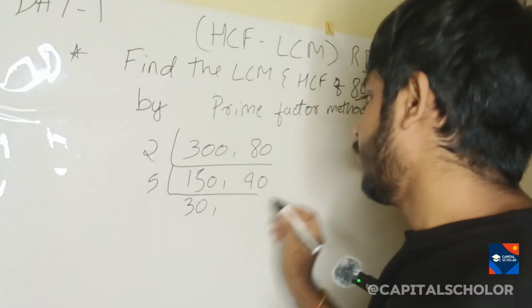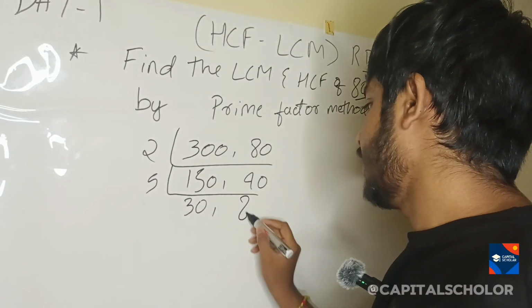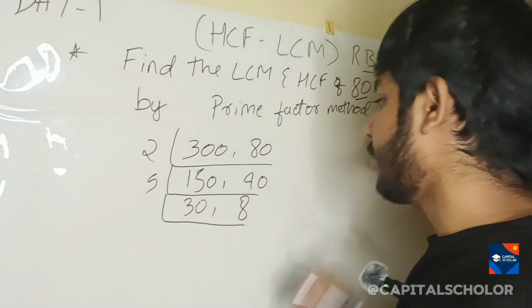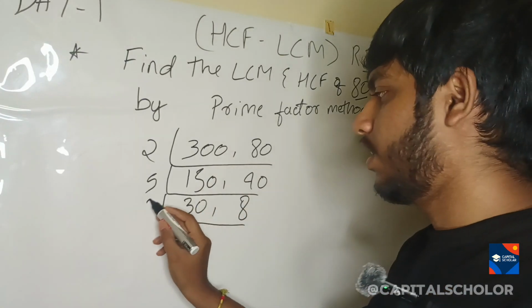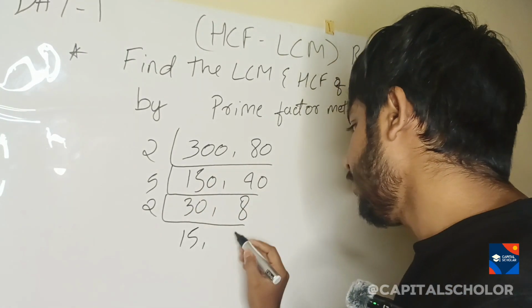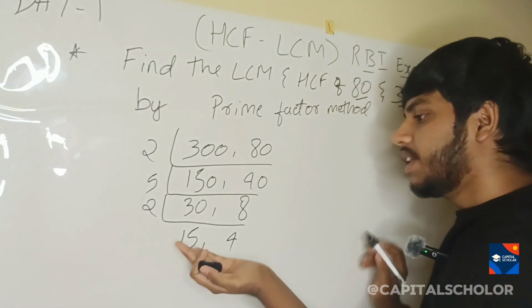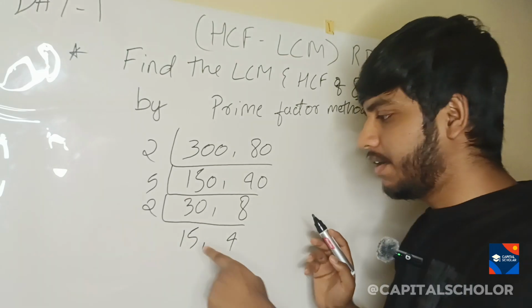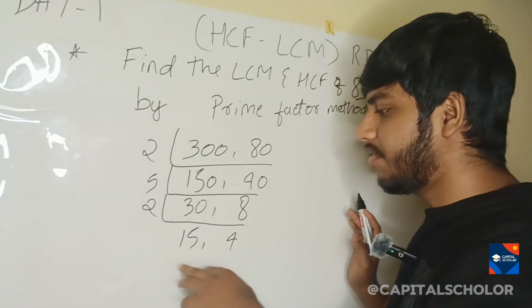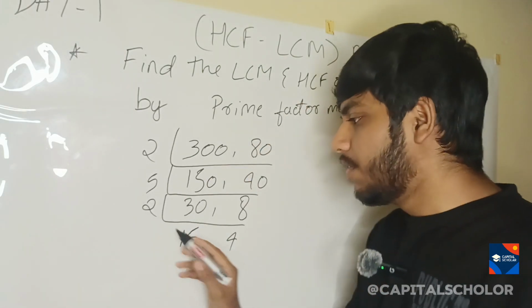5 sixes are 30, and 5 eights are 40. Now any number which can divide 30 and 8 is 2 again, giving 15 and 4. Here we stop, because no number apart from 1 divides both 15 and 4, so we will stop here.